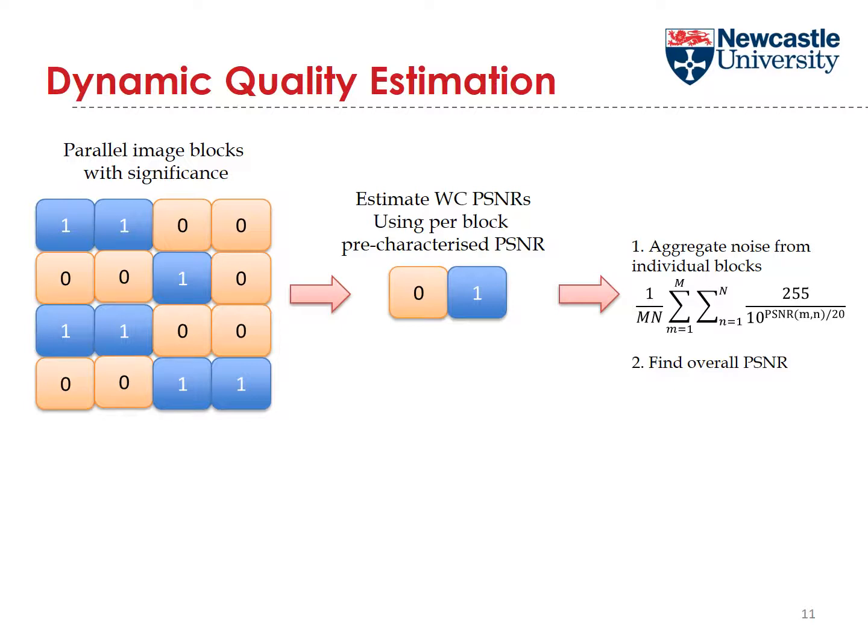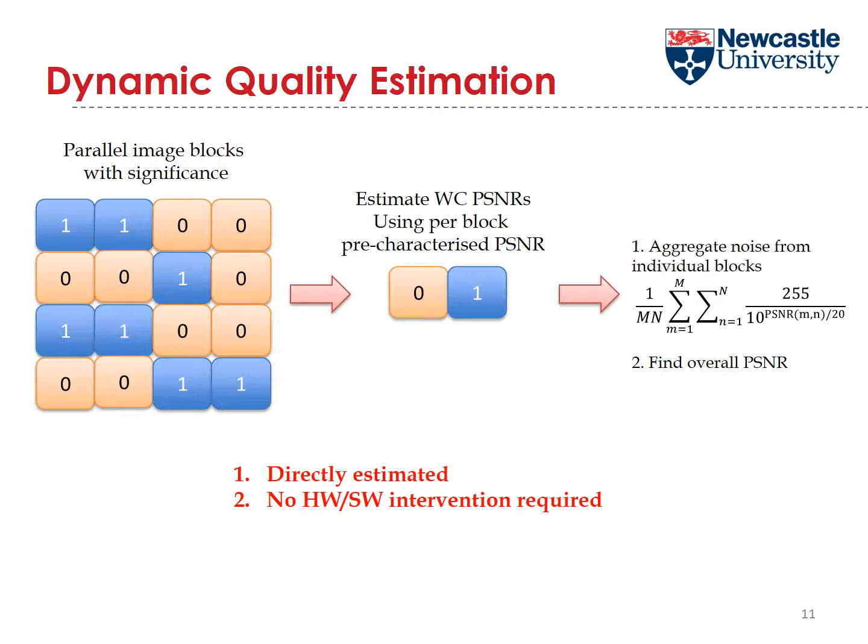We have, let's say, a set of parallel image blocks with significance information, 1 meaning significant and 0 meaning not significant. We have already pre-characterized the impact of assigning 0, the insignificant blocks, to approximate computing, and the impact of using 1s on the precise computing. So we can aggregate the noise from individual blocks and eventually find out the overall PSNR, completely bypassing any additional software or hardware algorithms. That is a great advantage that we have from our approach.